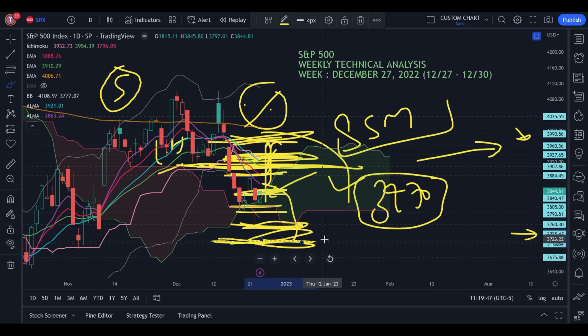A move to 3710 is exceptional, and to 3675 it is an exceptional movement. As soon as we see two consecutive closings below the border, we are done. Confirm bearish, go bearish. No fear, no doubt, simple.